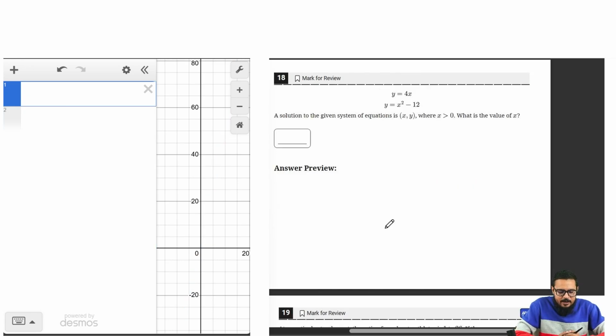A solution to the given system of equations is x comma y, where x is greater than 0. What is the value of x? Since I know the value of y, that's 4x, I'm going to put y as 4x. So 4x equated with x squared minus 12.